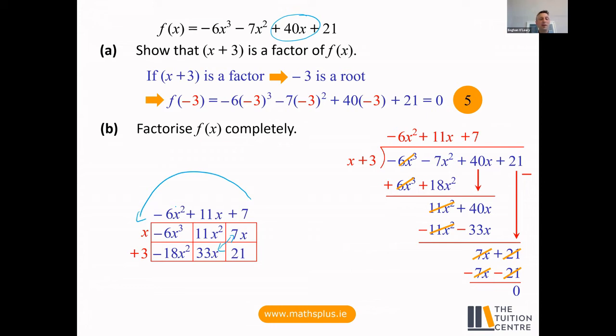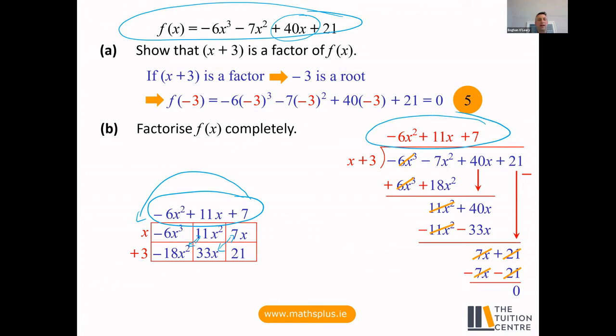So now when I put all these terms together, I would have my original function. But what do I have up here on top? I have my quadratic factor, the exact same as I had up here.